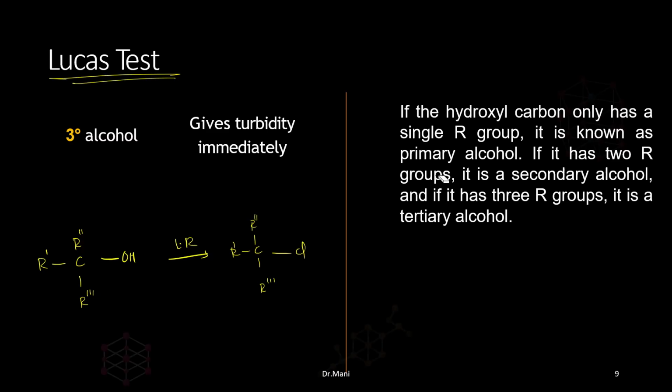And what is primary alcohol, secondary alcohol, tertiary alcohol? If it is having only one R group, or attached to only one carbon, then it is known as the primary alcohol. If it is attached to two carbons, secondary alcohol. If it is attached to three carbons, tertiary alcohol. Clear? Any doubts?